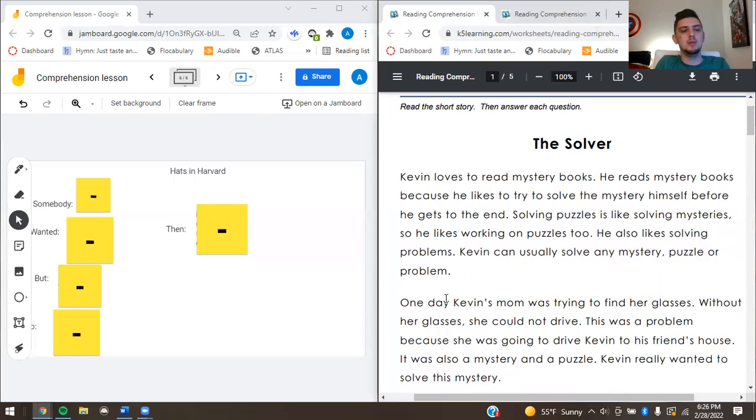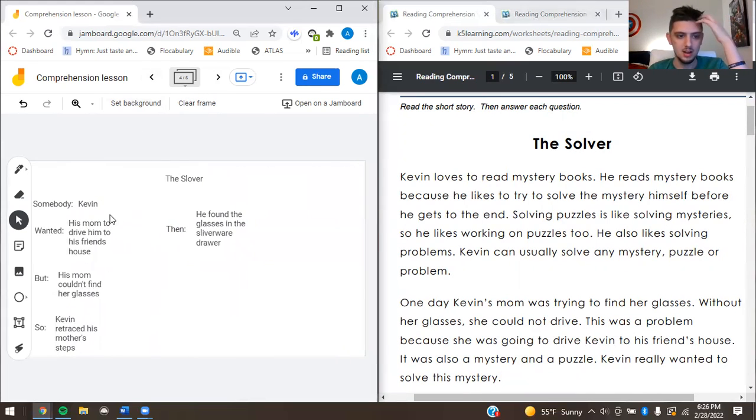There's some of these that are going to be pretty definitive or pretty clear which one is the correct thing. Like if I go back to the "somebody," it's about Kevin. We couldn't say it was about Angela or Bobby because these characters don't exist in the story, and the subject of the story is about Kevin. But there's some of these where we could put something a little bit different, and it would be the same thing. Like, "but his mom couldn't drive him to his friend's house," or, like we were talking about earlier, "Kevin looked all over the house for the glasses."